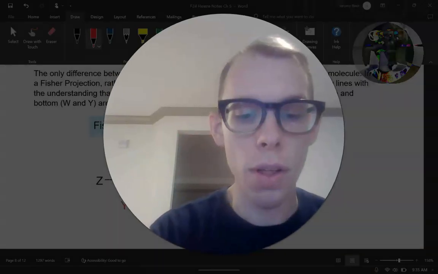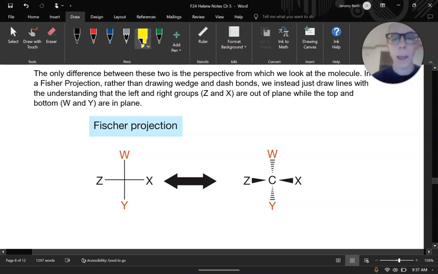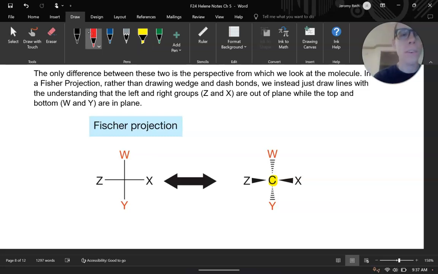Now, to draw that, we would normally have an image like we have over here on the right side, where you'd have your central carbon, and the two things on your left and your right, which are your X and your Z, are coming out towards you. They're the ones trying to give you a hug. And then your top and your bottom, your W and your Y, are where the red and the purple balls are, and they're going away from you. However, this is a lot of wedges and dashes to draw.